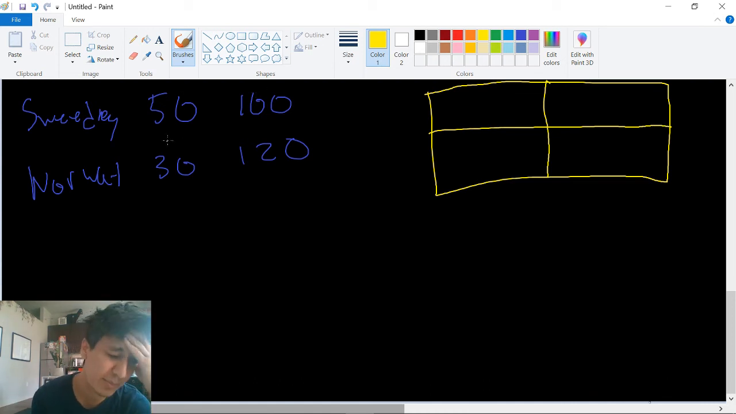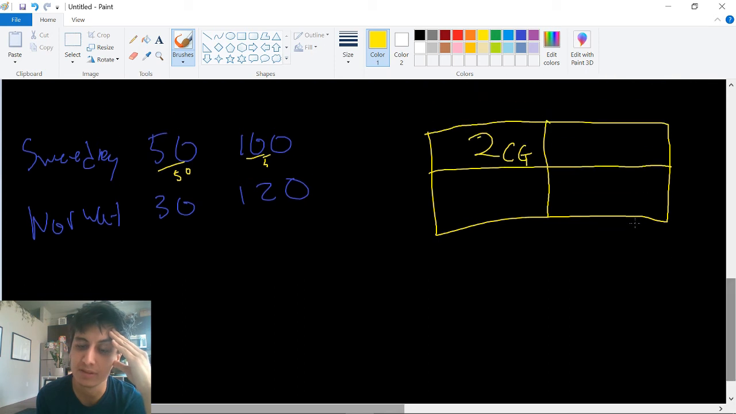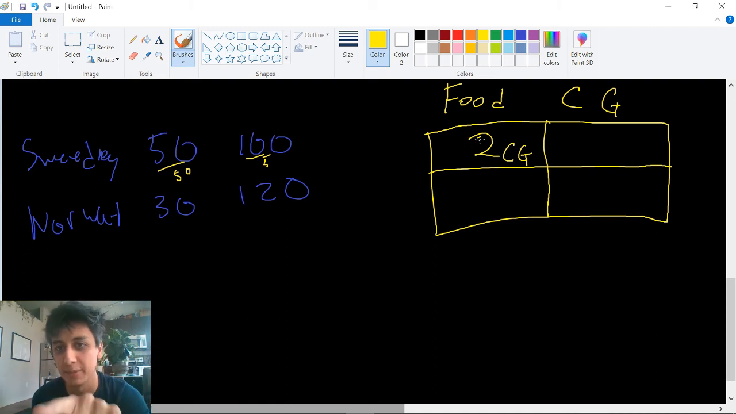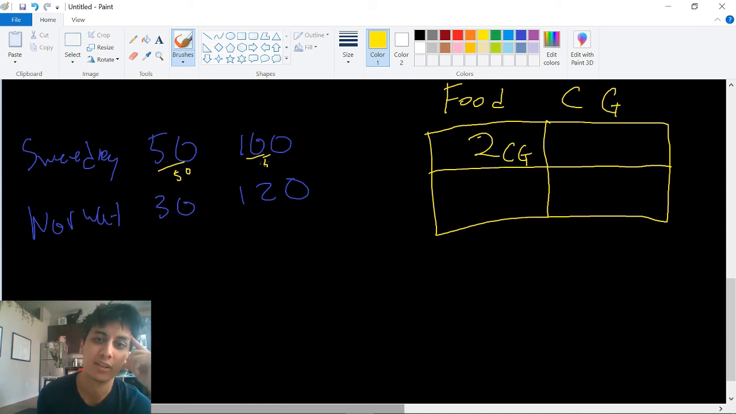And let's do some quick math. Divide by 50. Divide by 50. You can do that. Okay. So for every 1 food, Sweden is giving up 2 capital goods. Let me scroll up just a little bit. Right, so this is food, this is capital goods. Remember, we're doing the opportunity cost. So underneath the food column, for every 1 food, we're giving up 2 capital goods. And reciprocal.